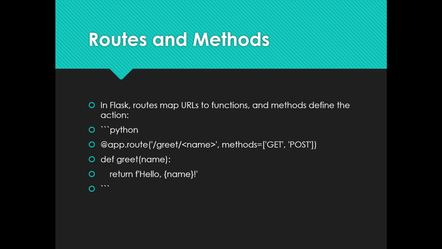We define a route for the home page and another route for the about page. Flask will call the respective functions when someone visits these URLs. You can also pass variables in the URL as shown in the example, where username is passed in the URL, making it dynamic. The user's name is displayed in the greeting.